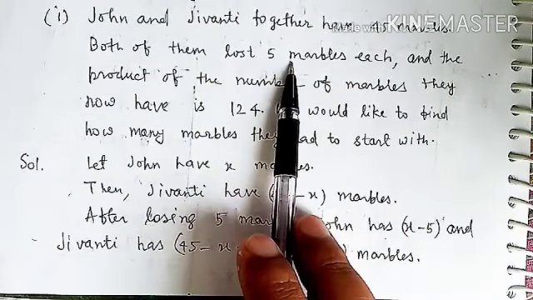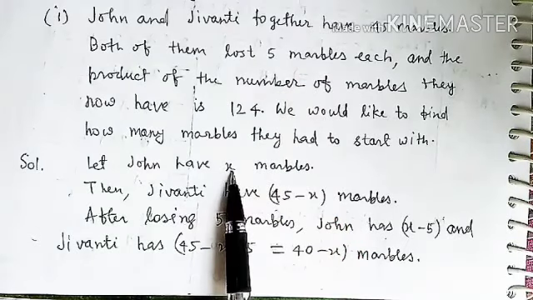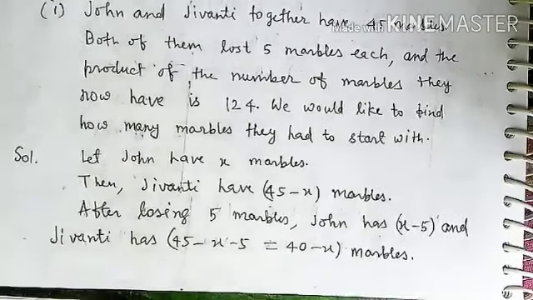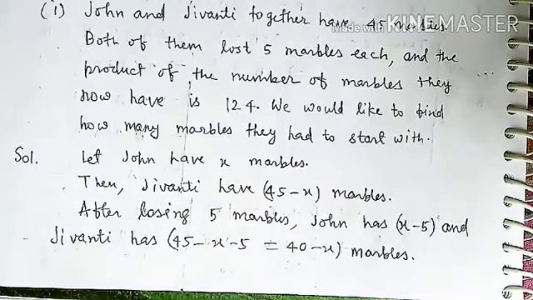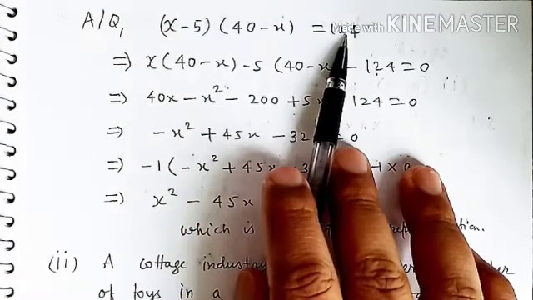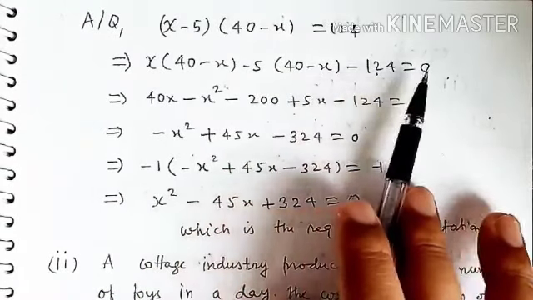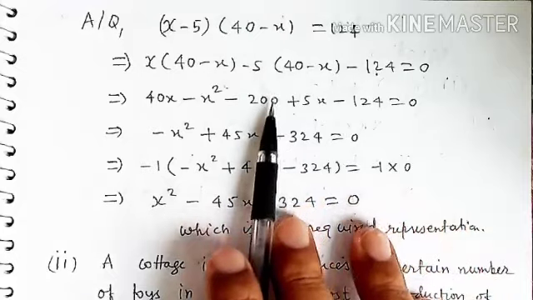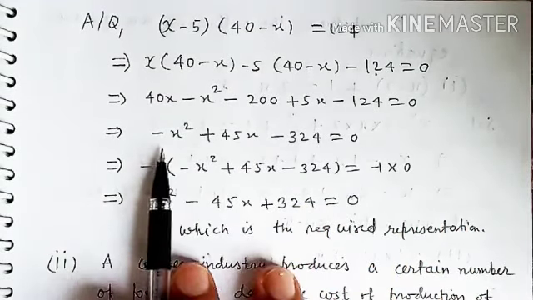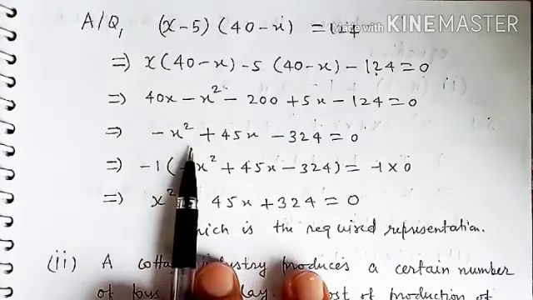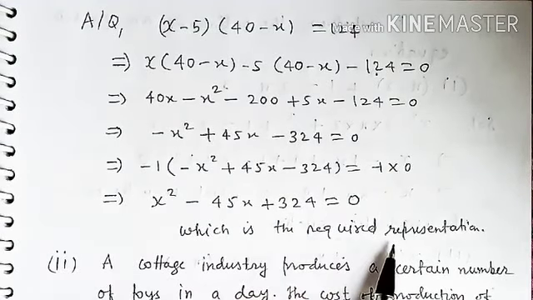It is said that both lost 5 marbles. Then John has x minus 5 and Jivanti has 45 minus x minus 5, that is 40 minus x marbles. It is said that the product is 124. Then we have to multiply these two numbers. So after multiplication, this is 124. Now we make RHS 0 to convert it into a quadratic equation, because in the equation RHS is 0. So after simplification, we have this equation. We take minus 1 common to make the coefficient of x square positive. We multiply both sides with minus 1, which is the required representation.